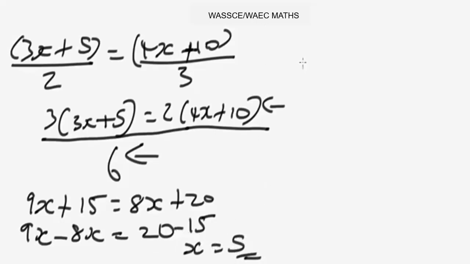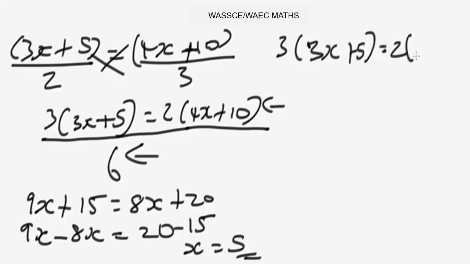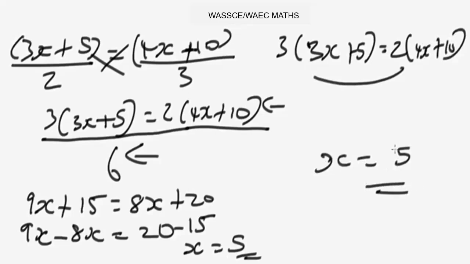Now let's still use the first method, which is called multiplication. When you do that, you still get back to 3 times 3x plus 5 equals 2 times 4x plus 10. Alright, so when you simplify everything here, you still get back to x equals 5. Alright, so that's it for this problem. Now let's wipe this now and look at another example.